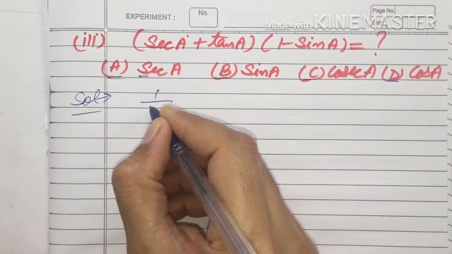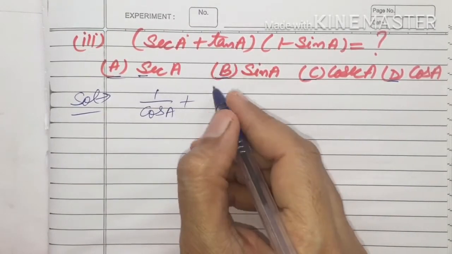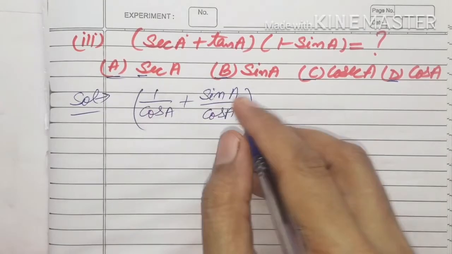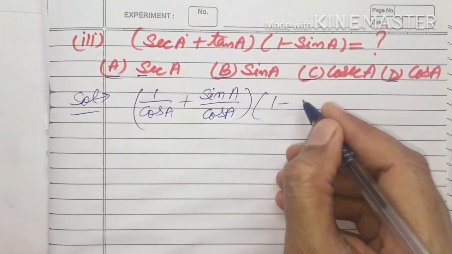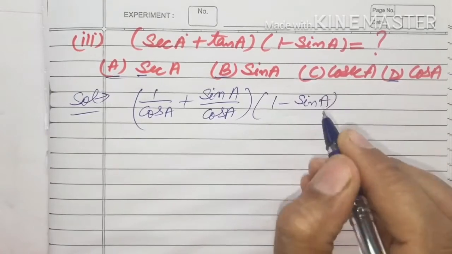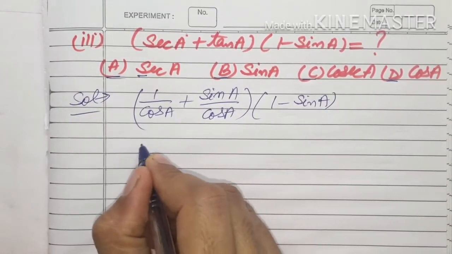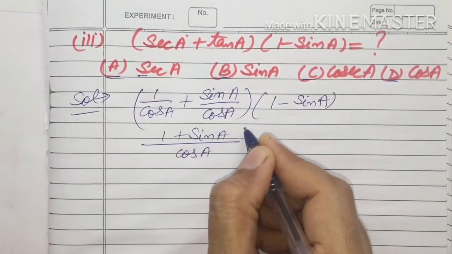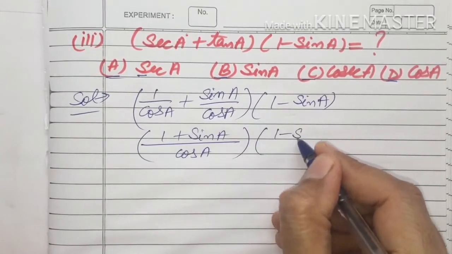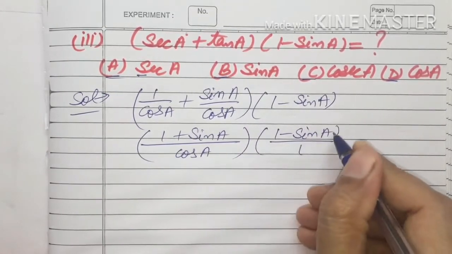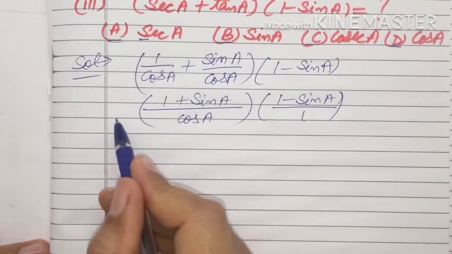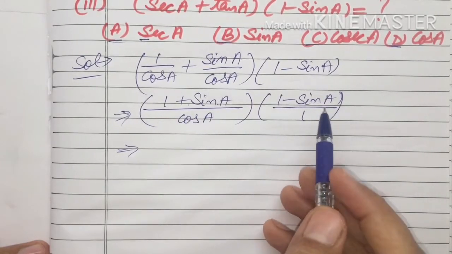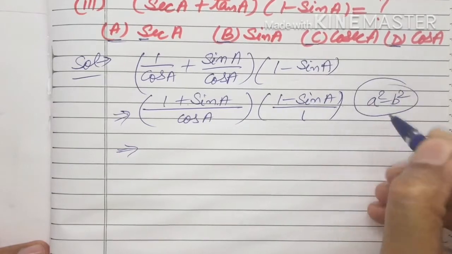What we can write is 1 upon cos A, and tangent we have to change to sine A upon cos A. This is the one bracket, and in the other bracket sine is already there, so we will write sine. So in the first bracket we can take cos A as the LCM and 1 plus sine A in the numerator. In the other bracket 1 minus sine A, and upon 1 we can write. So when we multiply these two brackets, it will be A plus B and A minus B. So again the identity A square minus B square we will use here.